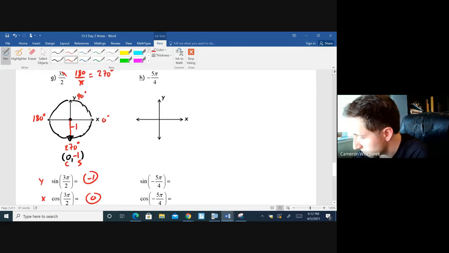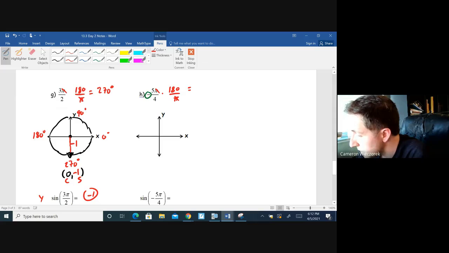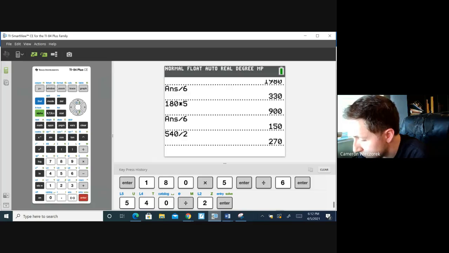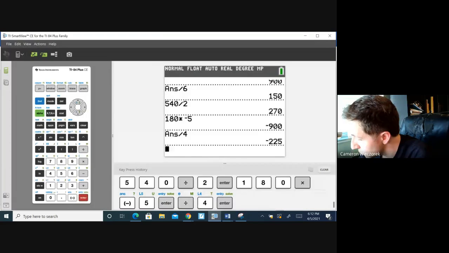Okay, last one. -5 pi over 4. I can already tell I'm probably going to do some type of coterminal angle, but I'd rather do it in degrees instead of radians. So I'm going to switch it to degrees first, and then I'll add 360. So I'm going to multiply by 180 over pi. 180 times 5. Technically -5. There's a negative in front, so let's include it. -900, and then divided by 4. That's all that's left in the bottom. -225.